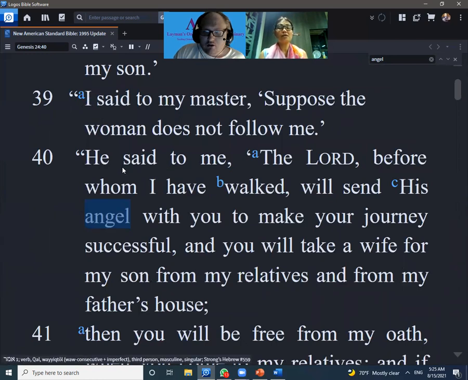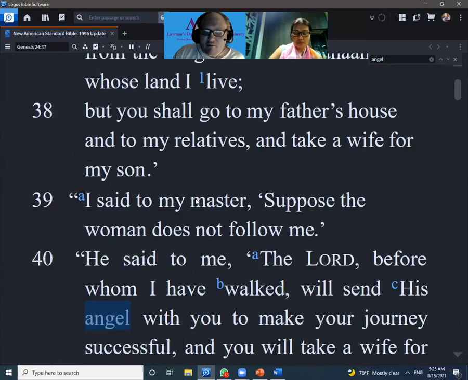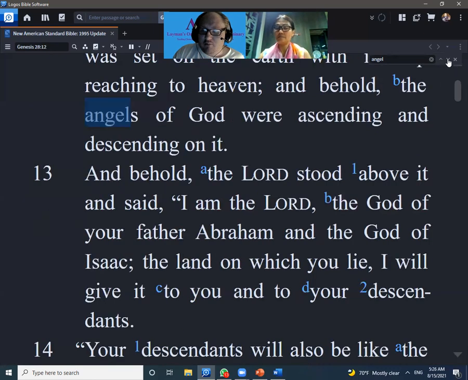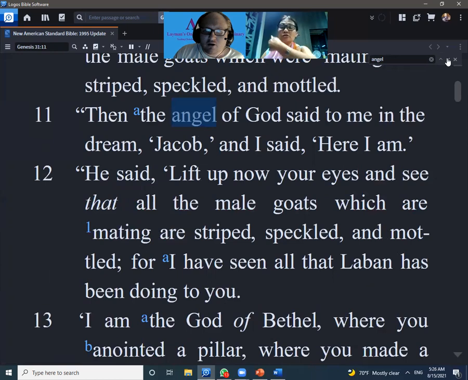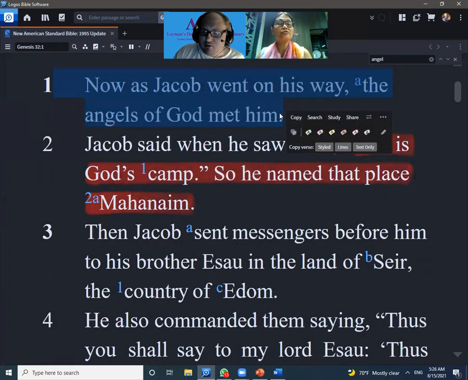He said to me, the Lord before whom I have walked will send his angel. Wait, we got to see who's talking. This is talking about Isaac. Okay, so your argument is correct. Based on these initial observations, all the other times that Jacob saw angels was in a dream. It's always in a dream, but here, it's not a dream.